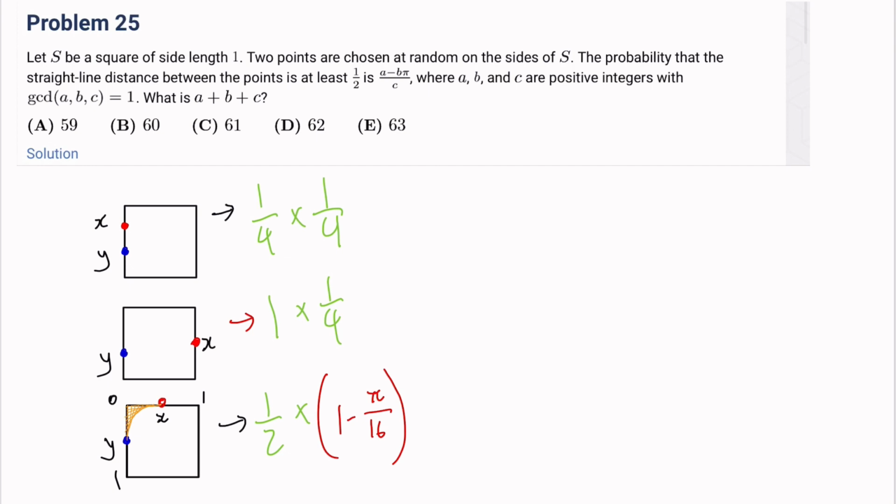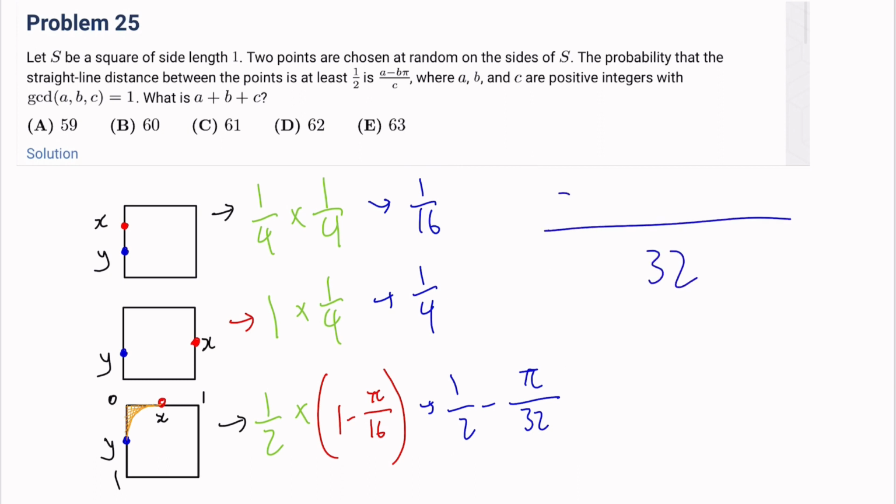And now we just have to add these three together. If we do that, this will be 1/16, this will be 1/4, and this will be 1/2 minus pi/32, right? And if we add these up together, it's all going to be over 32: 2/32 plus 8/32, that's 1/4, plus 16/32, that's 1/2, minus pi/32. So this is 26 minus pi over 32.